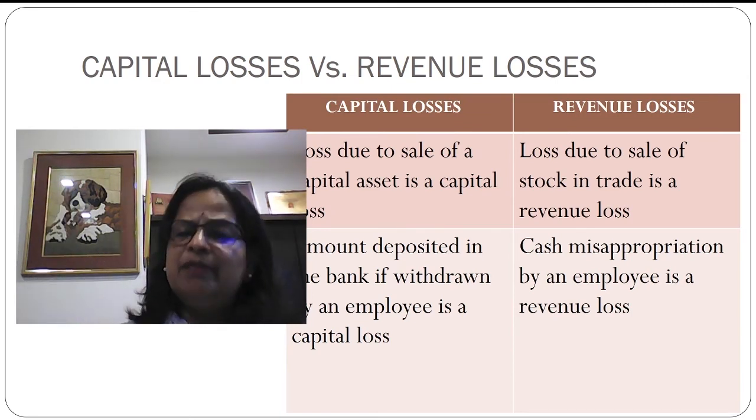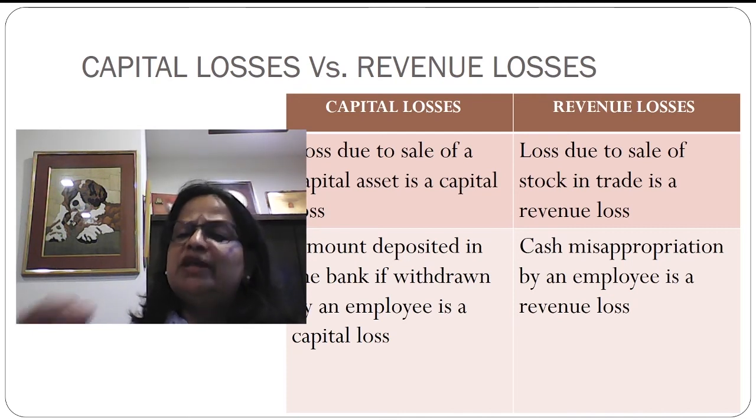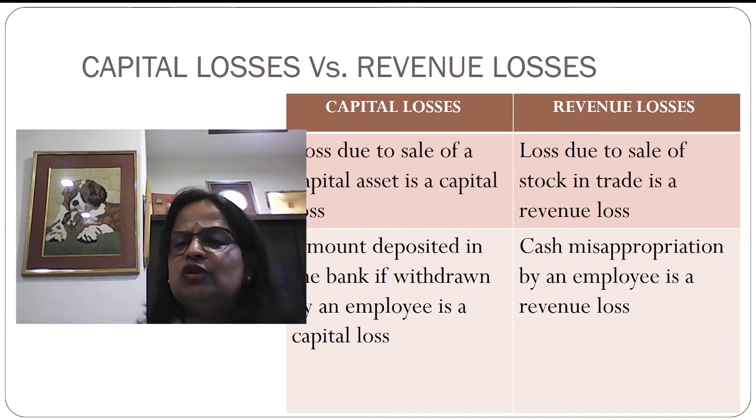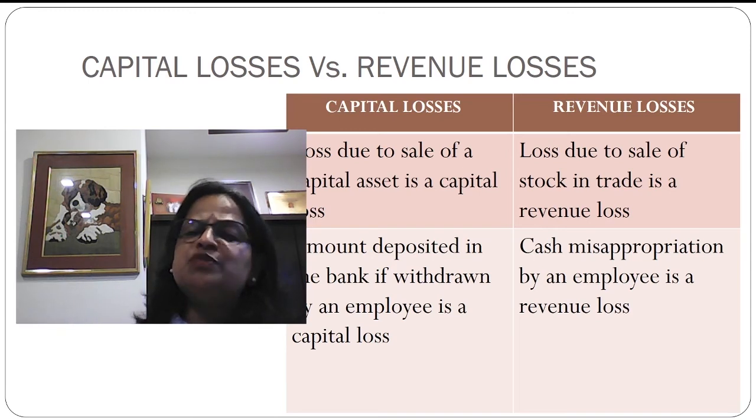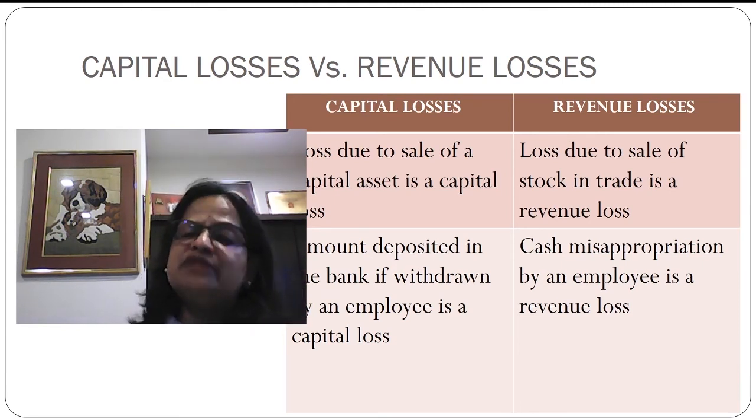Whereas if an employee is able to take money out from within the organization by any means, such as forged signature, or when the cashier went for a break and forgot to lock the cash drawer and he took the money, then it will be a revenue loss. Because within the organization, if cash misappropriation happens, it's a revenue loss. Whereas you have to remember that if the money is deposited in the bank and from the bank an employee has misappropriated it, then it will be a capital loss.